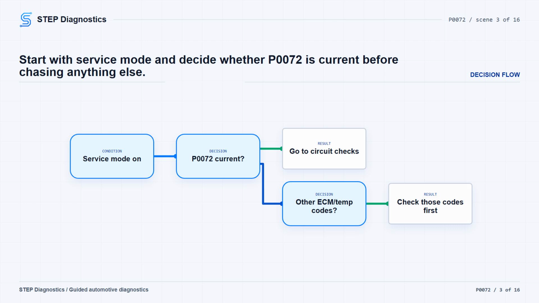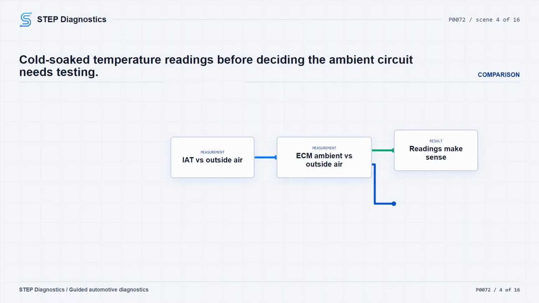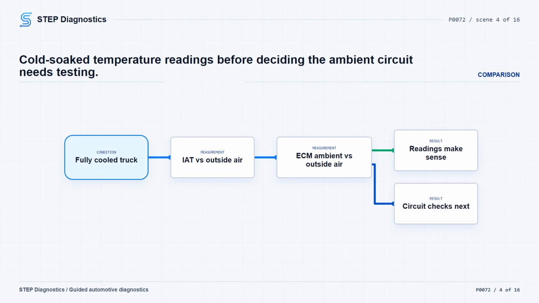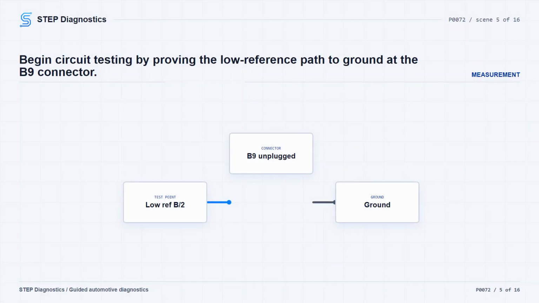With the ignition on, or the vehicle in service mode, check whether this ambient temperature circuit code is current. If it is set, go straight into circuit testing. If it is not set, look for any other ECM or temperature-related codes first. If other codes are present, check what they mean before chasing this one. If there are no other codes to handle, let the vehicle cool completely to ambient temperature.